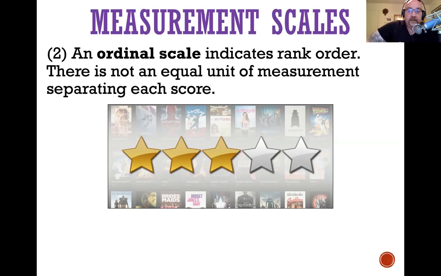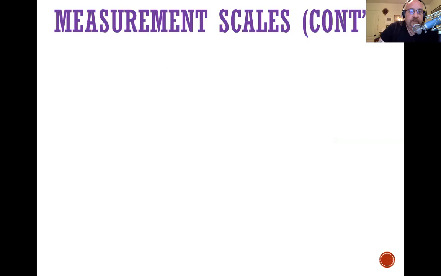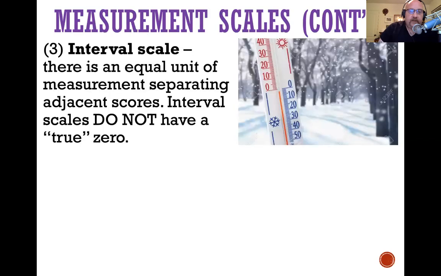As far as the math that you do, most of the time, but there is a difference. So we want to point out that difference. So let's look at interval data first. Interval data, like it says here, has an equal unit of measurement separating the scores. But the thing that sets the interval scale apart from the next one we'll look at, which is ratio, is that the interval scale doesn't have a true 0.